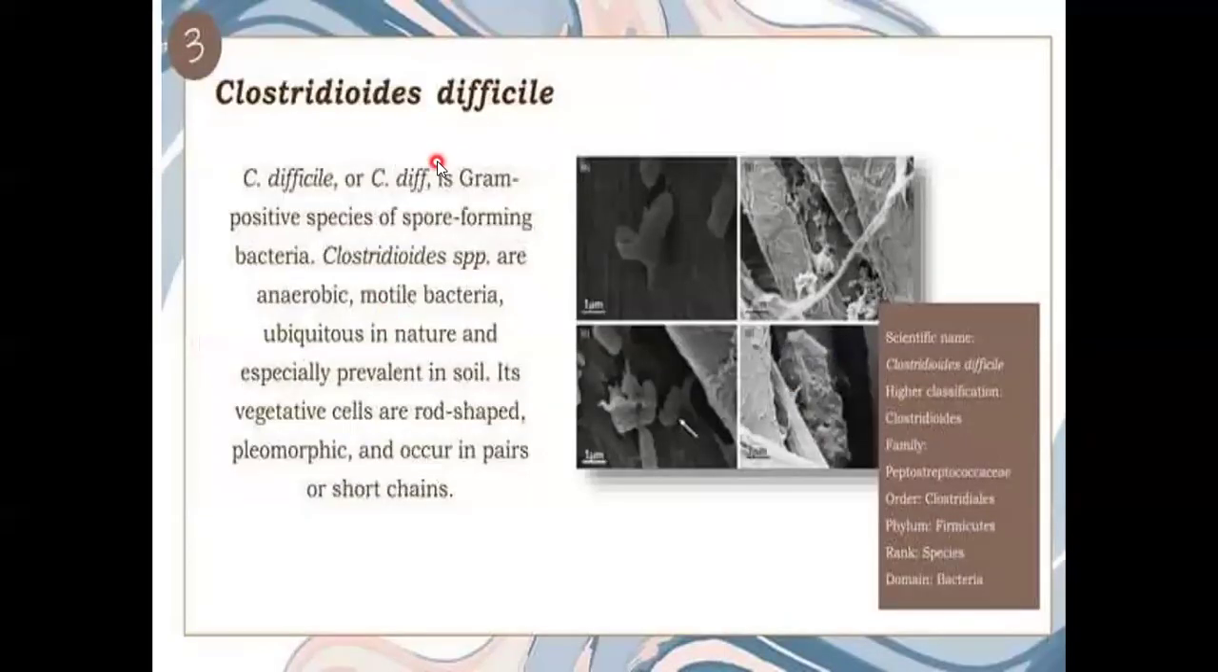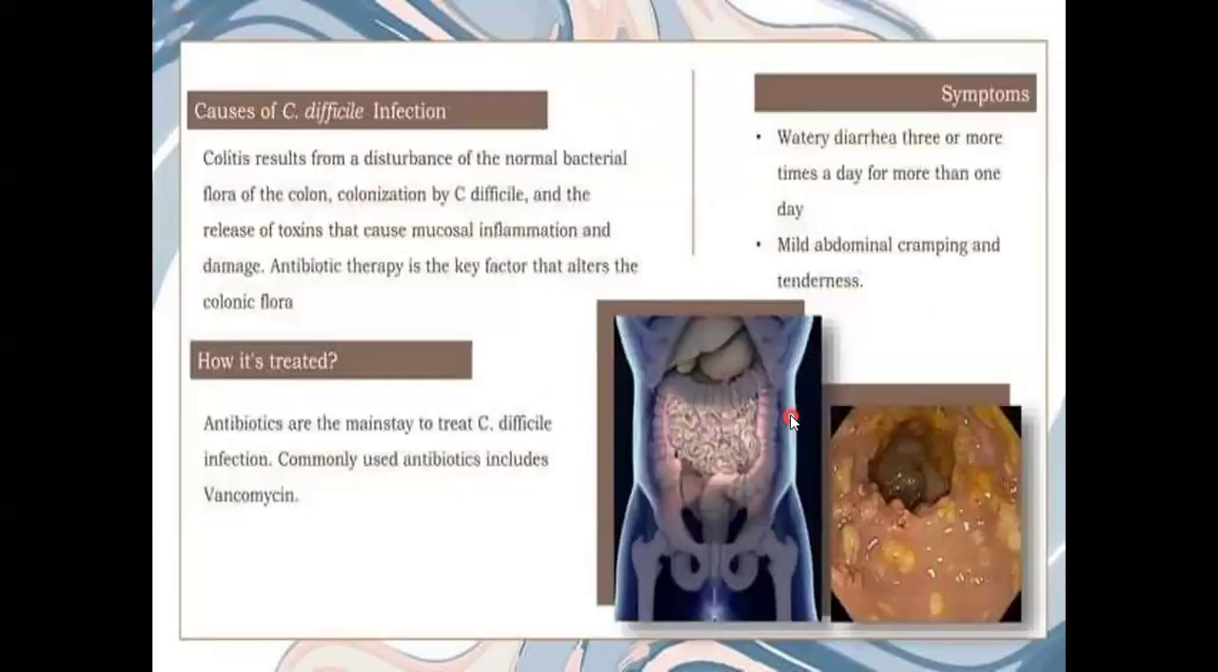Okay. Clostridium difficile. For this, let's read here. Clostridium difficile is a gram-positive, spore-forming, anaerobic, motile bacteria, ubiquitous in nature, especially prevalent in the soil. They're rod-shaped, as you can see here, and occur in pairs or short chains. Infection. It causes one infection. What I want you to understand in Clostridium difficile is it causes watery diarrhea and abdominal pain. So the mechanism is different here.